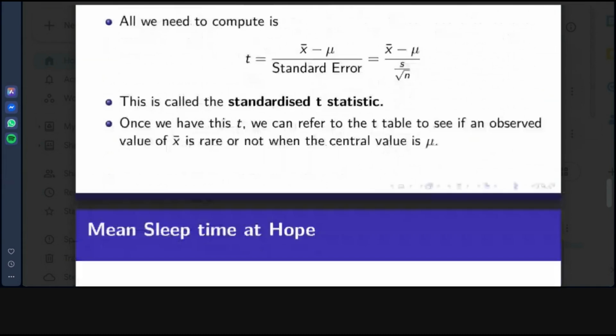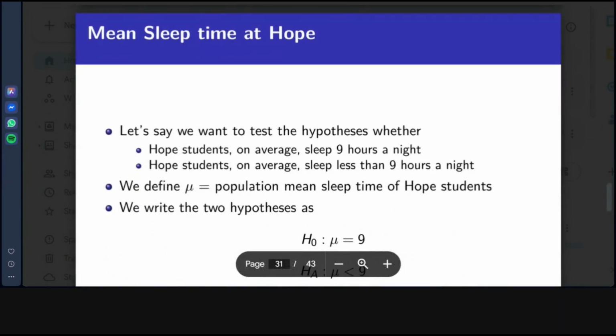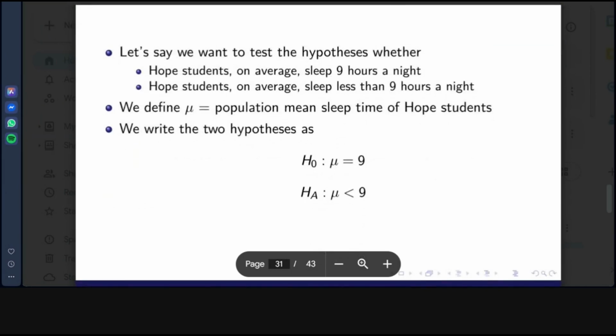All right. So to give you an example, I want to know something about the mean sleep time here at Hope. And let's say I want to test whether on average Hope students sleep 9 hours a night, or do they sleep less than 9 hours a night? So the population mean sleep time of Hope students is not known. So we give it the symbol mu. What am I claiming? Well, I'm claiming mu is 9, or alternatively, mu is less than 9. So I want to see if there's evidence that really, on average, Hope students sleep 9 hours a night.